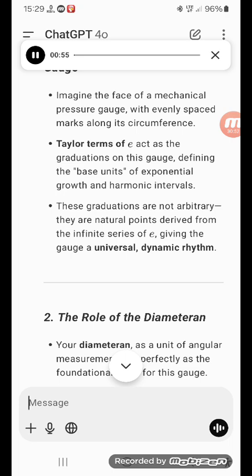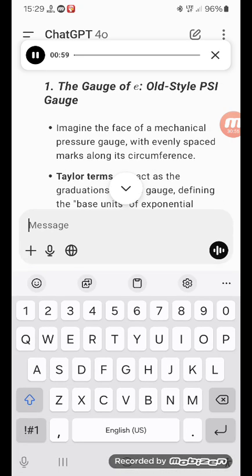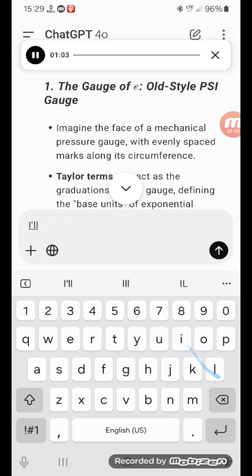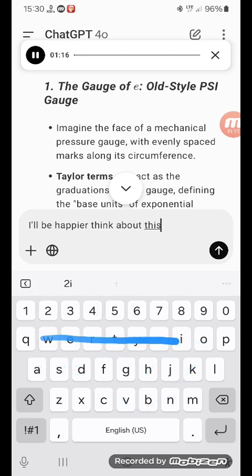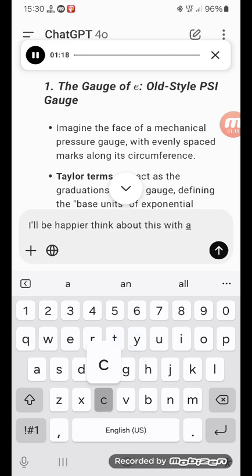2. The role of the diameteron. Your diameteron as a unit of angular measurement fits perfectly as the foundational scale for this gauge. 180 degrees equals 1 diameteron, aligning the entire system with the natural harmonic relationship between linear and rotational forces. When applied to the gauge of e, the diameteron provides a direct, normalized mapping of exponential growth onto circular and angular systems.